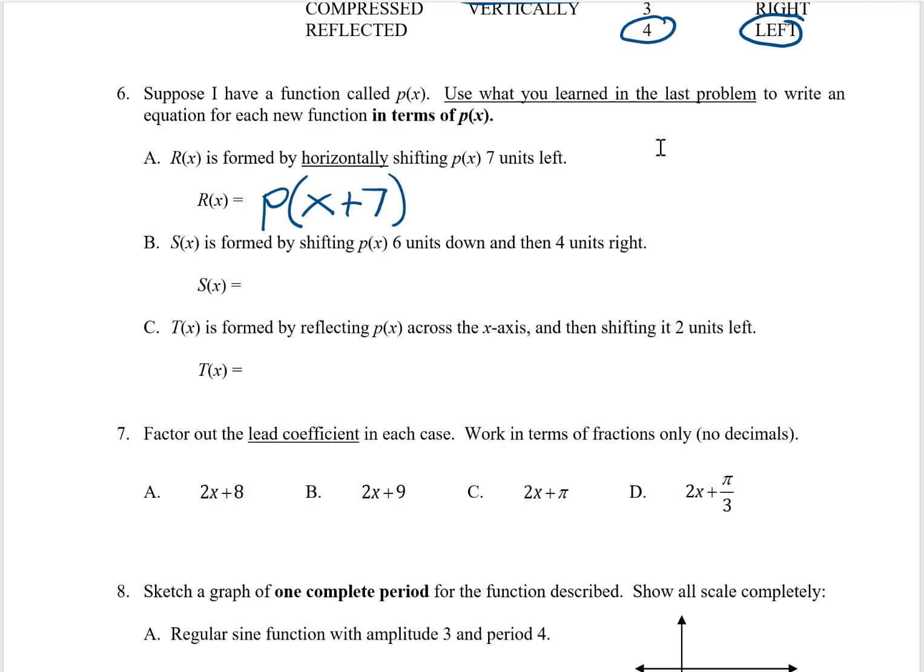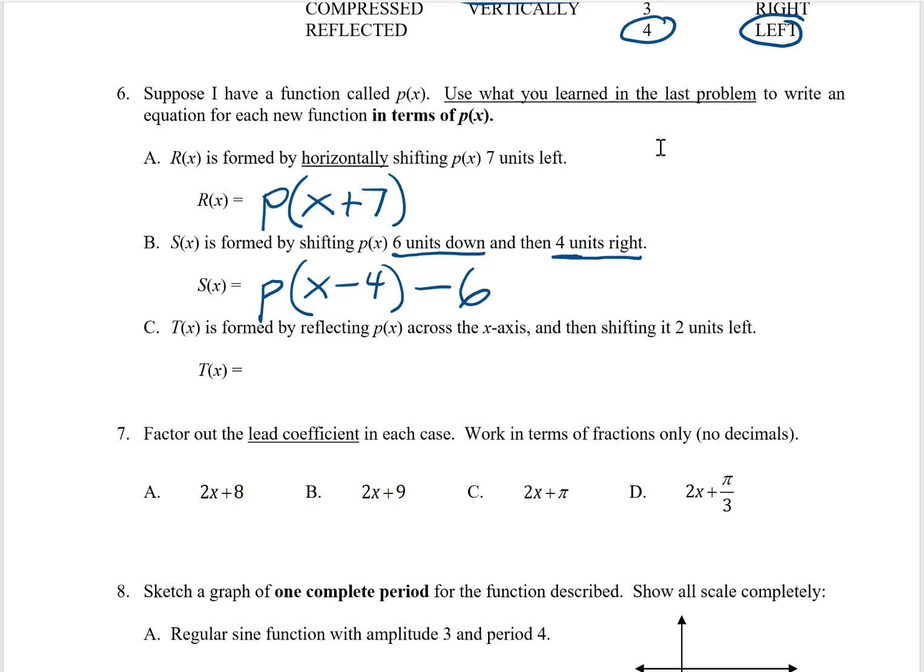Letter B, s of x, we're going to do 2 things to it. We're going to shift it 6 units down, and we're going to shift it 4 units to the right. Well, the right part, that's the new part here. That's the inside change. That happens to the x. To go to the right, I need a minus, so it'll be x minus 4 in there. 6 units down, that's the earlier part. That's the outside addition or subtraction, and we learned that down requires a minus 6 on the outside.